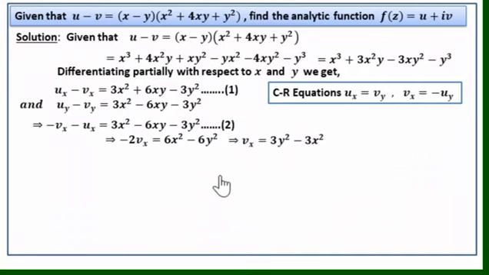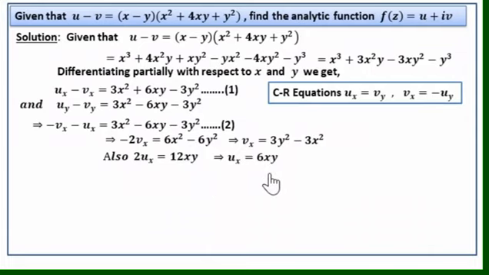Then solve for ux from equations 1 and 2. So you have to subtract 2 from 1. So minus vx minus minus plus vx becomes 0. ux minus minus ux, that is 2ux will be equal to 3x square minus 3x square 0, 6xy minus minus 6xy is 12xy, minus 3y square minus minus plus 3y square will be 0. So we get 2ux equal to 12xy or ux equal to 6xy.